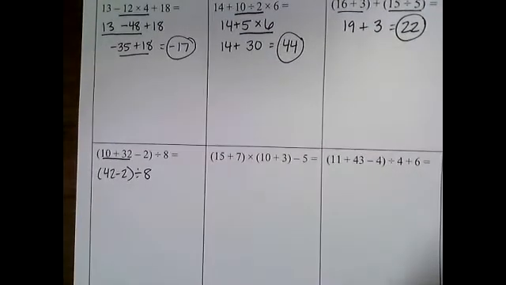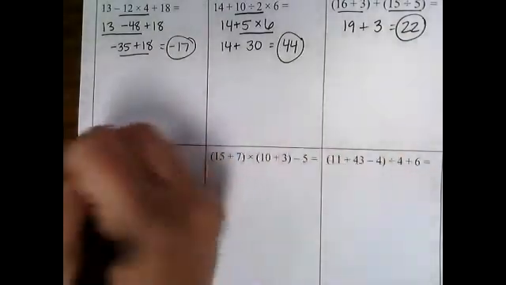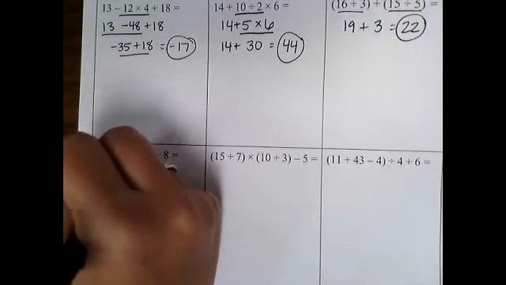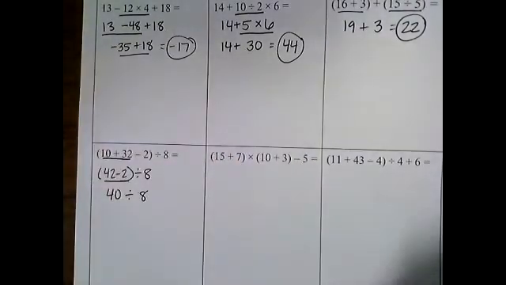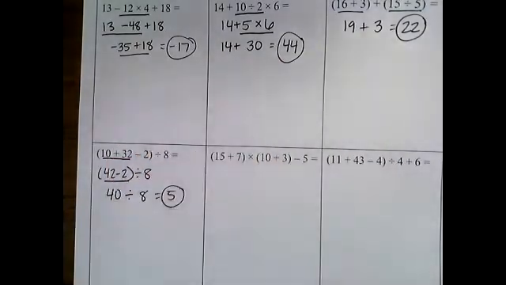Copying down the rest of my problem. Can't drop my parentheses yet because I'm not completely done with everything inside there. 42 minus 2 is my next part. I have to finish my parentheses. So that's 40. I can drop it now that they're done. 40 divided by 8 is 5.